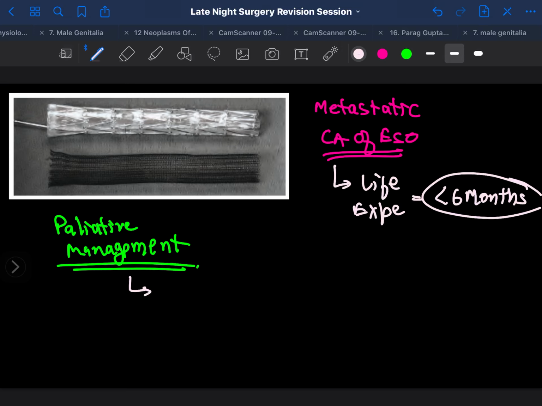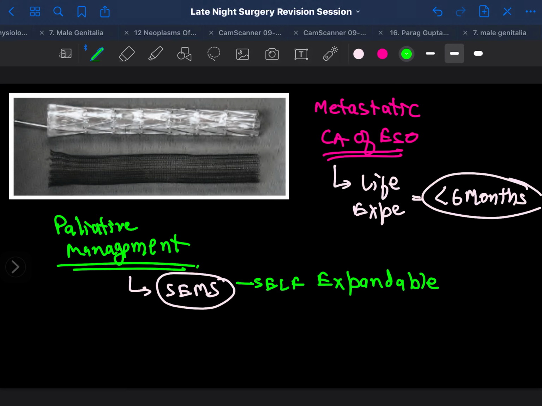So what kind of palliative management will you basically do over here? You have to go in for SEMS. What is this SEMS? This is what is called self-expandable metallic stents.